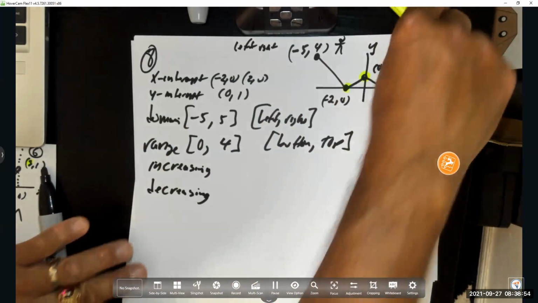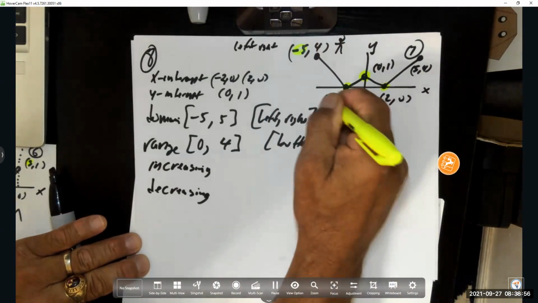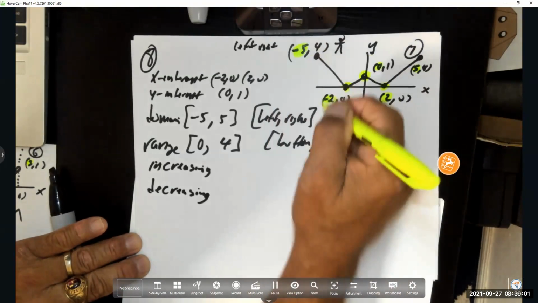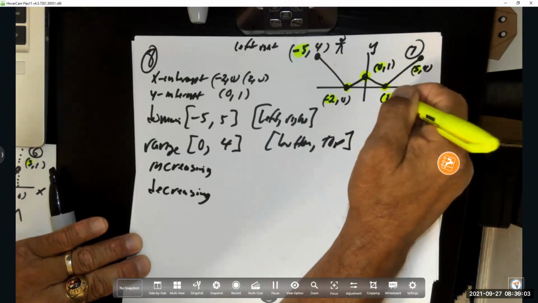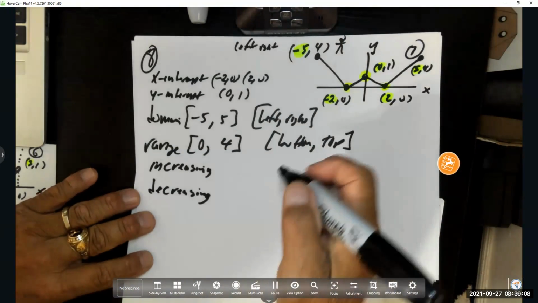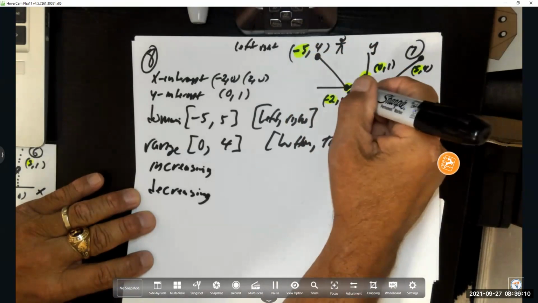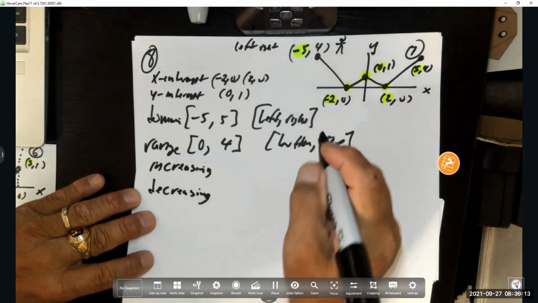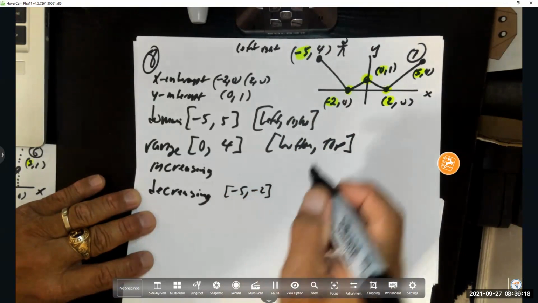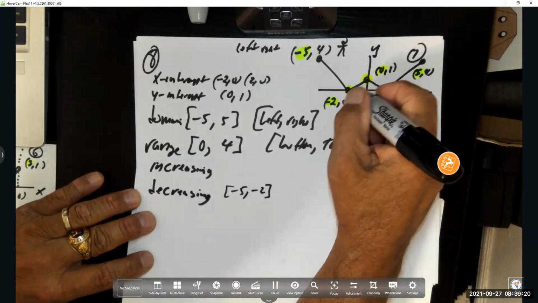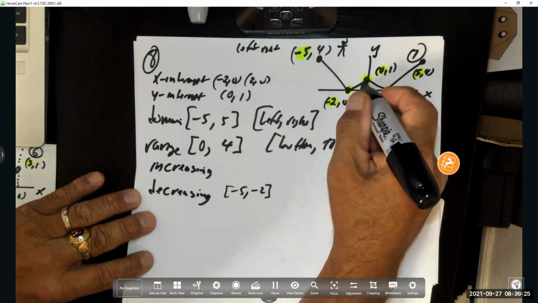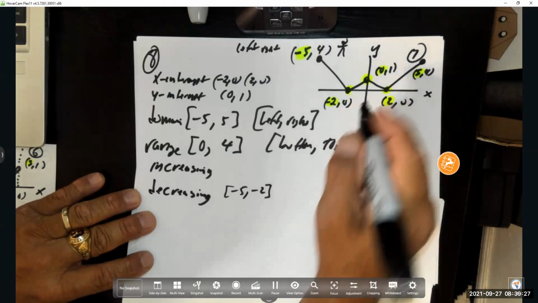So now you're gonna look at only the first numbers. Only the first numbers. Don't look at anything else. You ready? So from -5 to -2, what's going on? Decreasing. There you go. From -5 to -2, decreasing. And then from -2 to 0, what's going on here? Increasing.